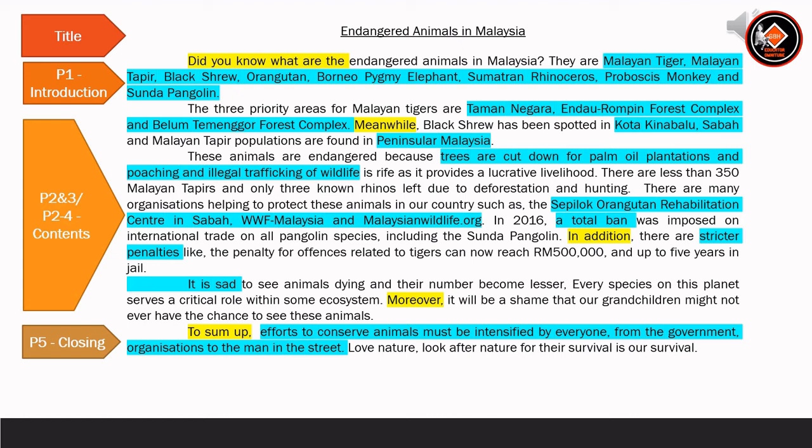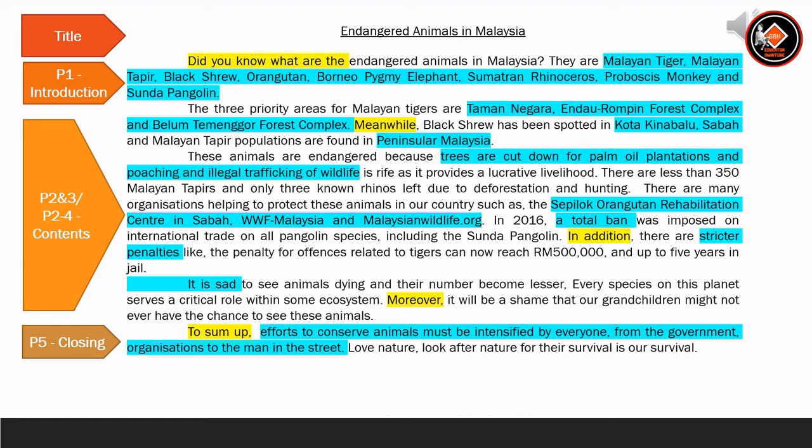There are many organizations helping to protect these animals in our country, such as the Sepilok Orangutan Rehabilitation Centre in Sabah, WWF Malaysia, and MalaysianWildlife.org. In 2016, a total ban was imposed on international trade on all pangolin species, including the Sunda pangolin. In addition, there are stricter penalties. For example, the penalty for offenses related to tigers can now reach RM 500,000, and up to 5 years in jail.